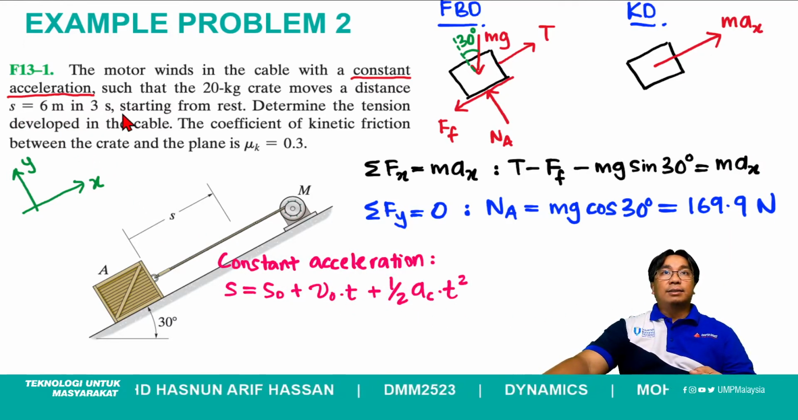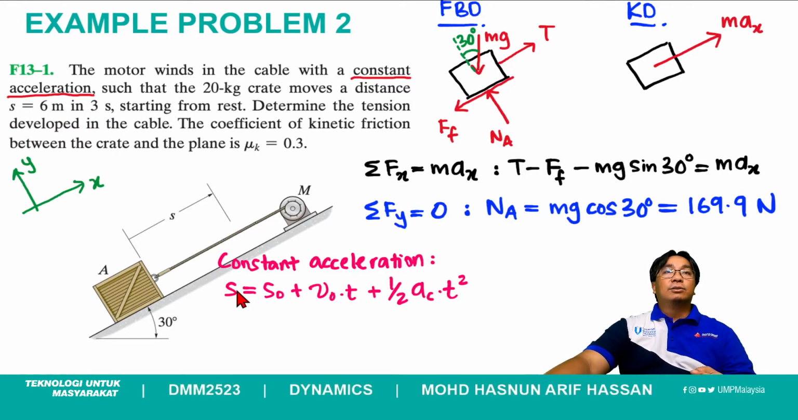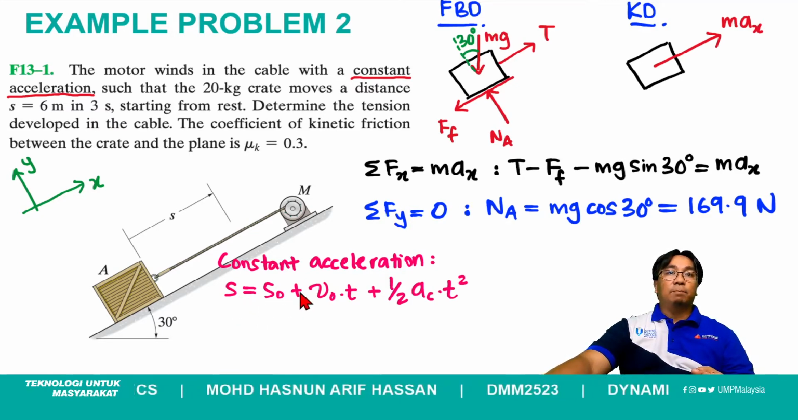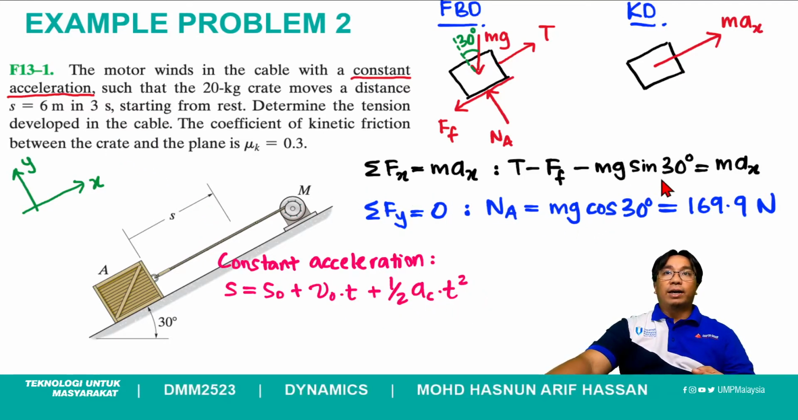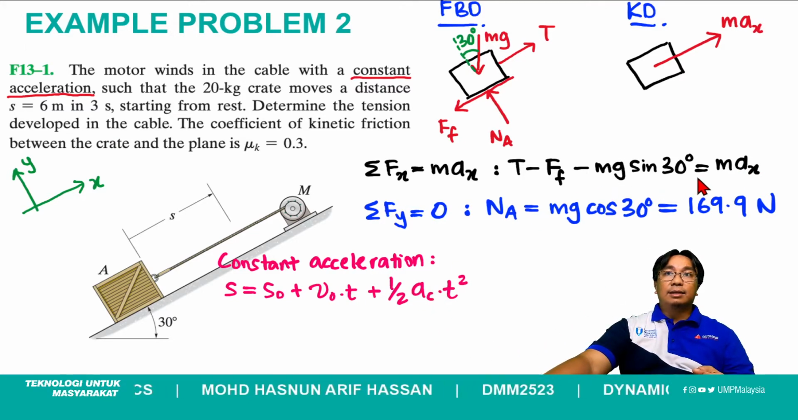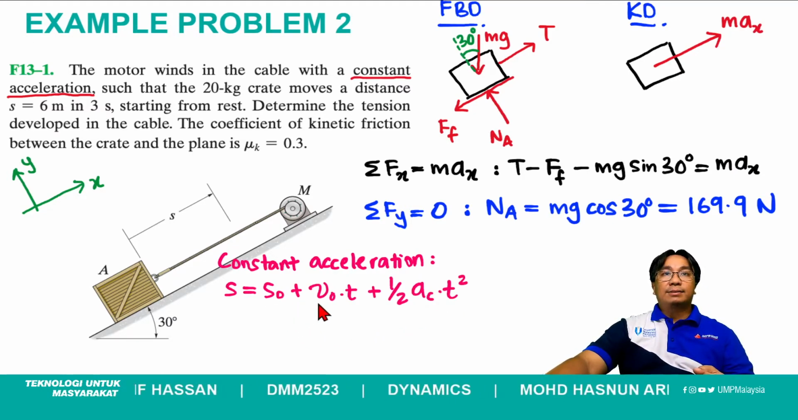And it says here, the crate moves 6 meter in 3 seconds. So we can use this equation, S is equal to S naught plus V naught T plus half AC T square to find what is AX. AC in this case is equal to AX lah. Okay. What is S naught and V naught?